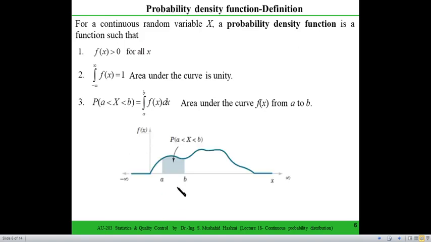Okay, let's say we can represent it. Let's say f of x is some function, and from minus infinity to plus infinity its area under the curve is unity, and its probability, this shaded area, would obviously be smaller than 1, because the whole area under the curve is 1. So in that interval it would be some number less than 1, which would represent the corresponding probability in that interval.